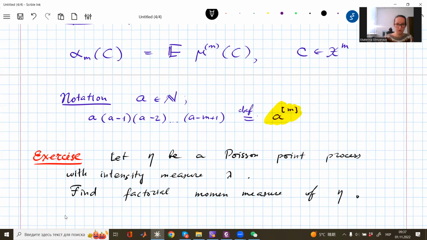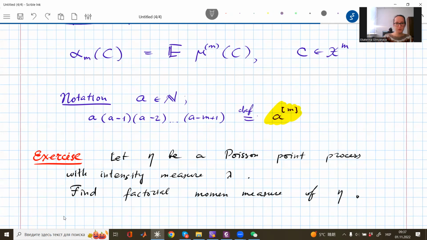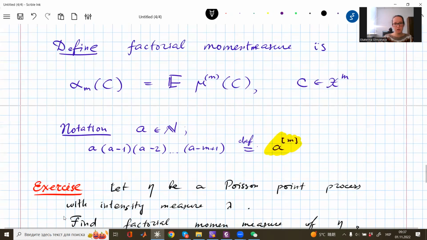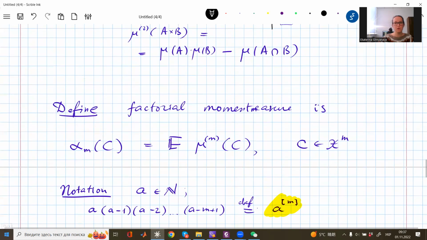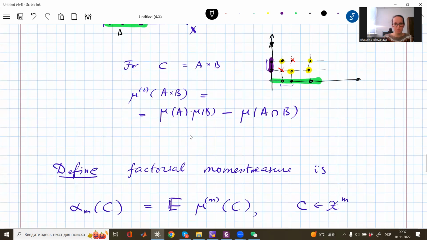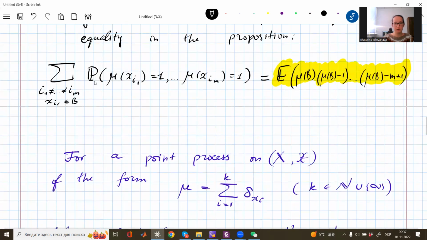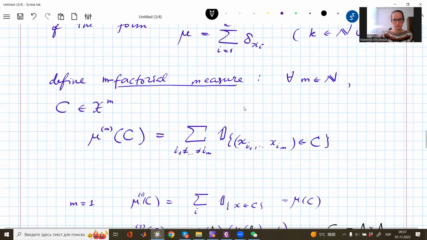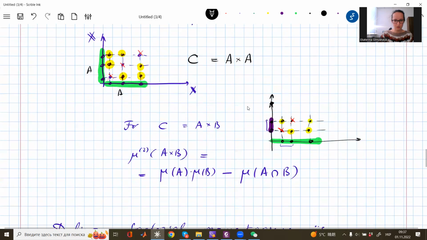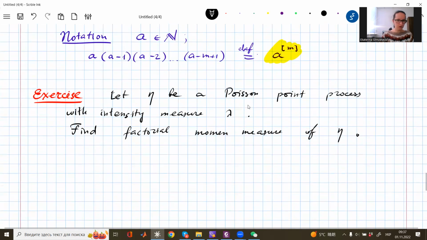Okay, so what do we understand for now? That if I have the sum of such probabilities when I consider non-equal points, then this is equal to the expectation of the factorial power of the measure mu of a subset. And this is what we have now.